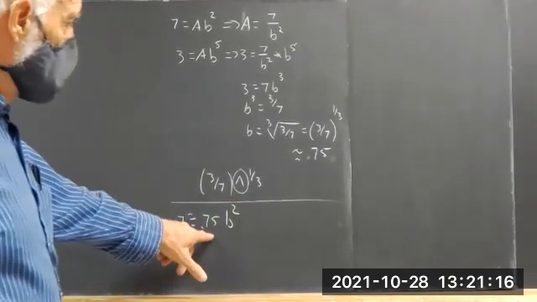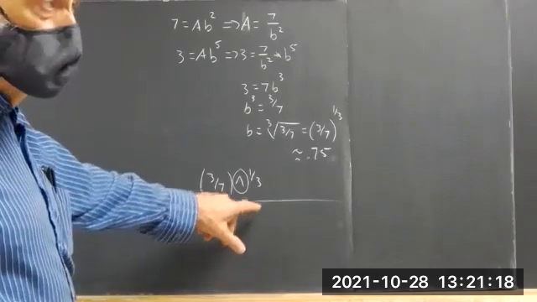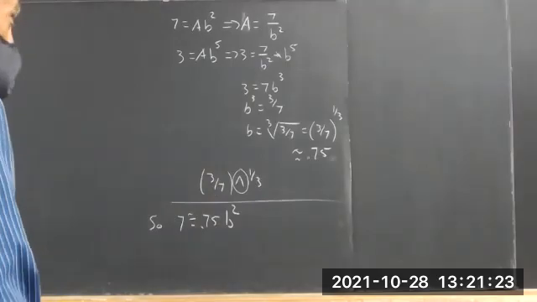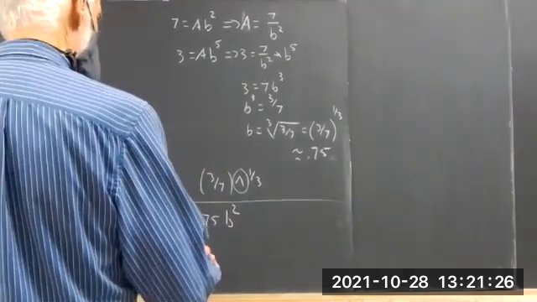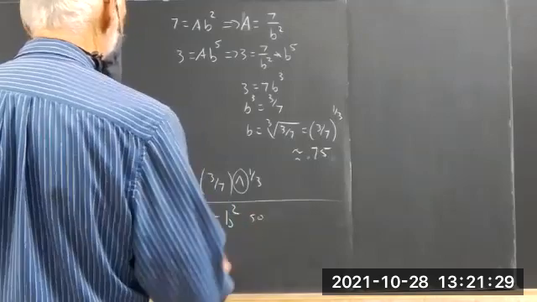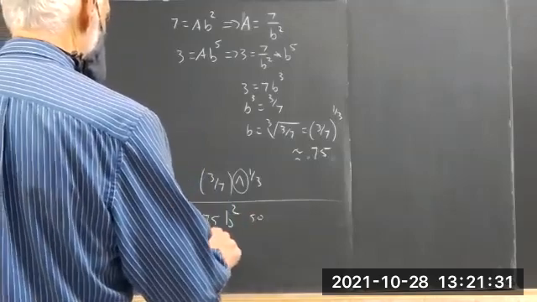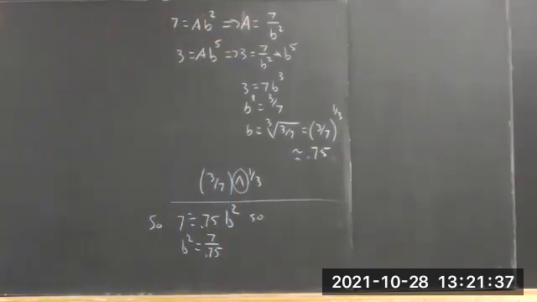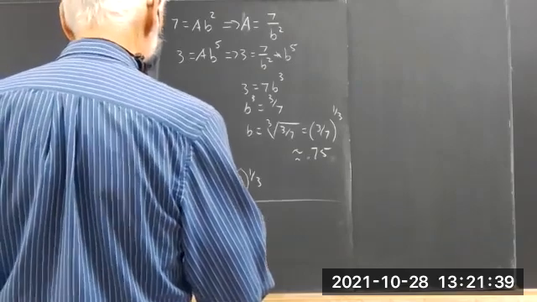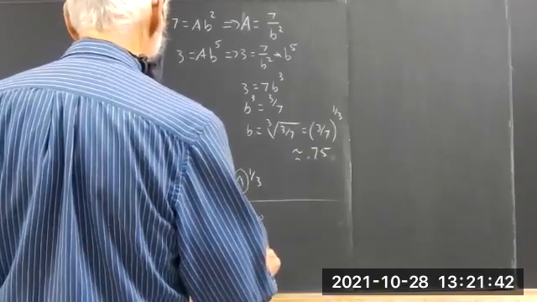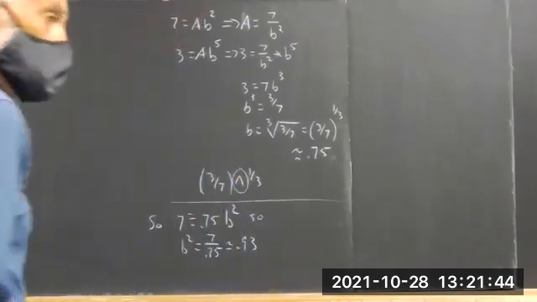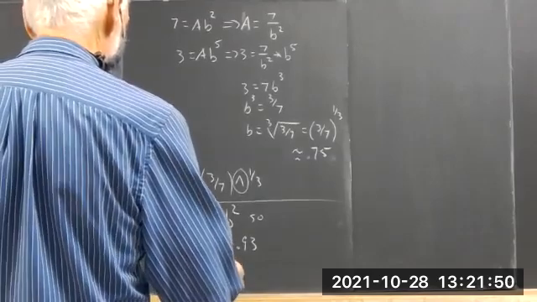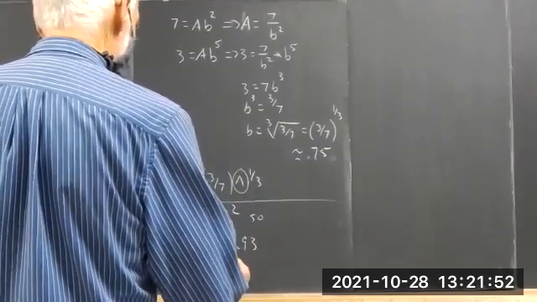You could get 7 about equal to 0.75 or 0.75 times B squared, okay? And you go to as many significant figures as you think you need. So that B squared is 7 over 0.75, which is maybe about 0.93. So B is the square root of 7 over 0.75.